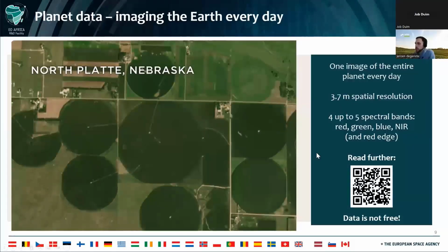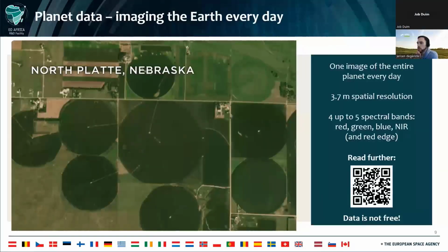I won't go into too much detail on the use of Planet data in this webinar. I want to focus here mostly on freely available and open satellite data. But if you want to learn more, here's a link or a QR code you can scan to find out more about agricultural applications specifically based on Planet data.